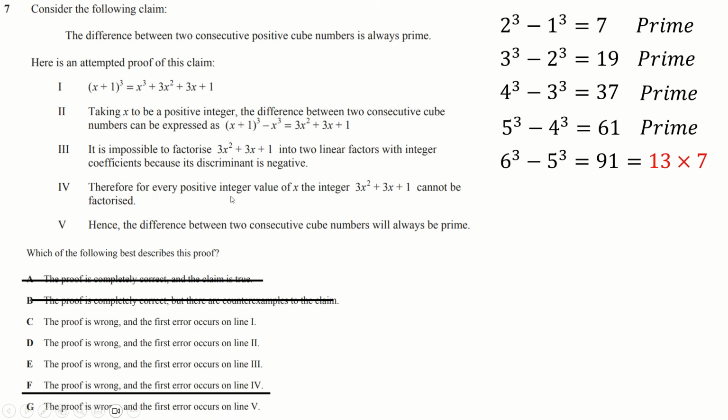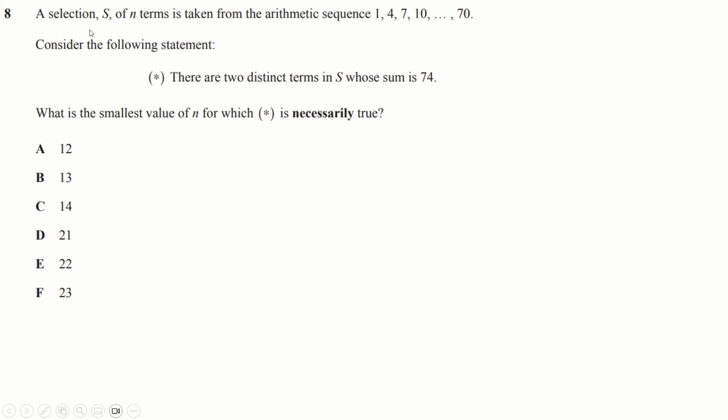It's just completely irrelevant. You could factorize this if you use some complex numbers and stuff like that, which I assume is where this comes from. But yeah, just because you can't factorize this using integer coefficients has literally no bearing on whether or not, when you actually get a number out of this, you can factorize it like that. So yeah, the mistake is here with this drawing of this conclusion on line number 4. Yeah, cool. 8 then. So a selection S of n terms taken from this sequence.